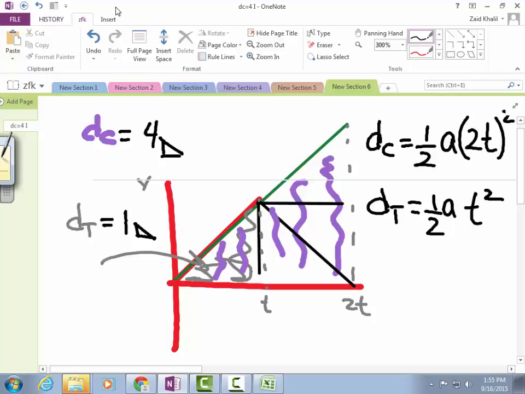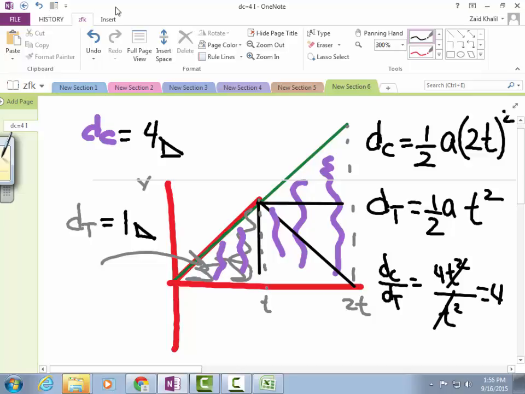This would be the algebraic formalism. So if I wanted to find the ratio of the two, what would I do? Just divide them. In other words, you get dc over dt is equal to what? What happens to the 1/2 a's? They all cancel. (2t) squared is equal to 4t squared over t squared. What happens to the t squareds? They cancel as well. And you're just left with 4.